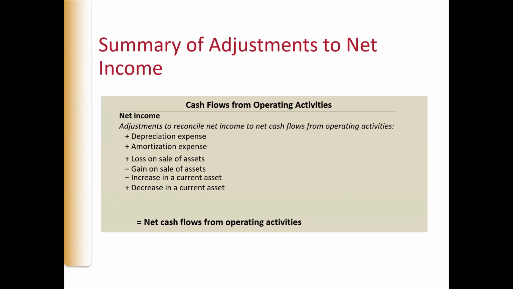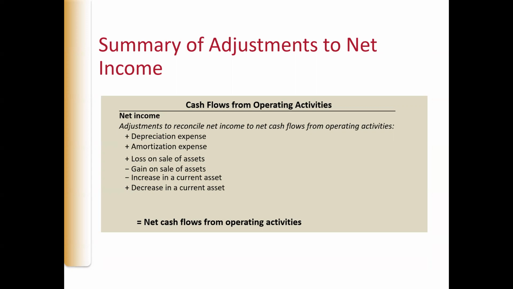Remember, the reason we do that is because net income includes a loss or gain on sale of assets. But we want to remove that loss or gain because we want that net income just to be related to operating activities, where the gain or the loss on the sale of asset is an investing activity.